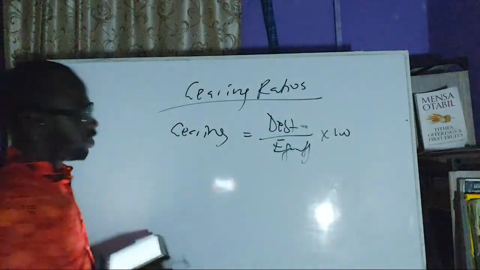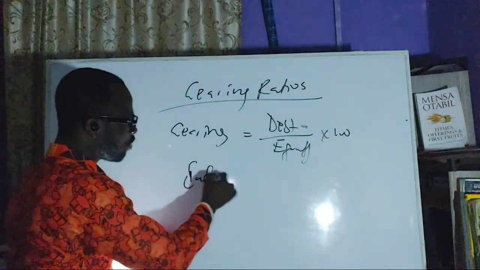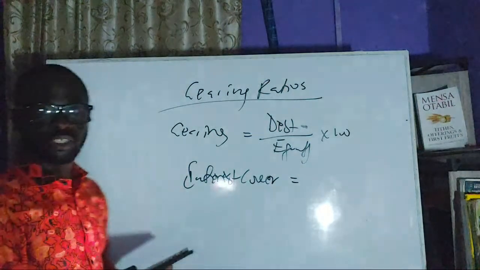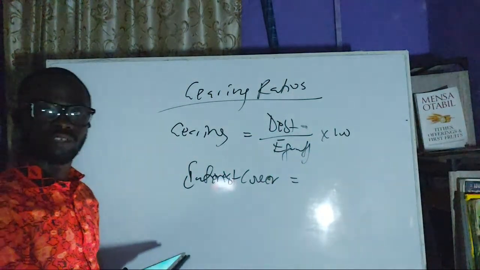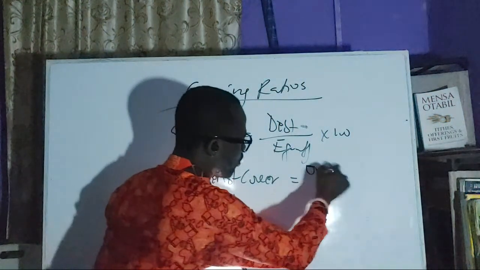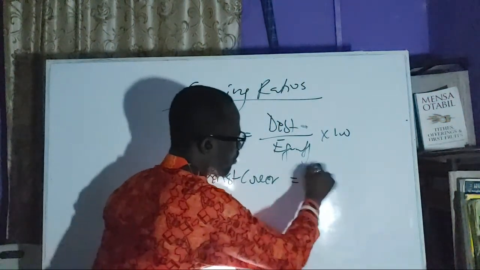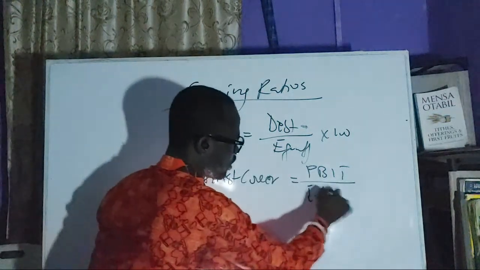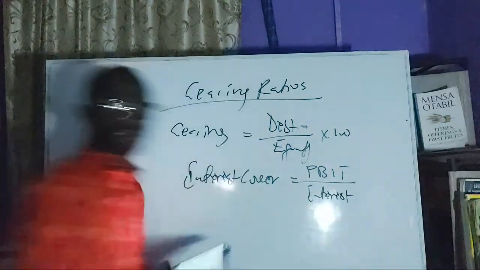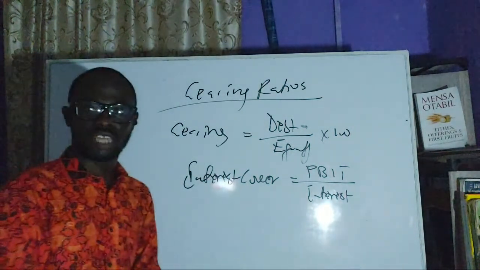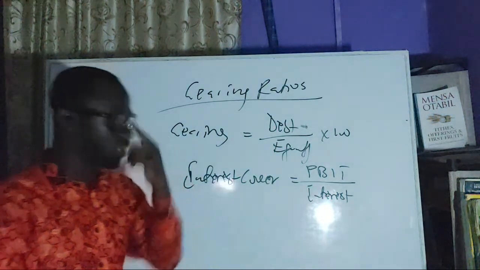Interest cover ratio. So the interest cover measures, I hope you can see, and this is going to be the operating profit, or if you want, profit before interest and tax, divided by the interest expense. Profit before interest and tax divided by the interest expense. Now, what does this mean? What does this mean technically?